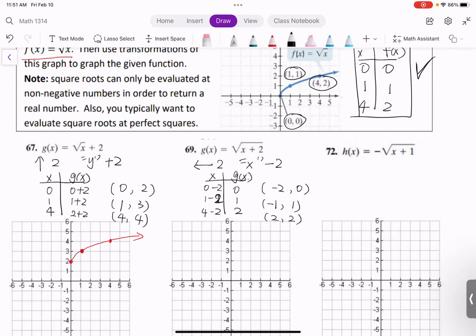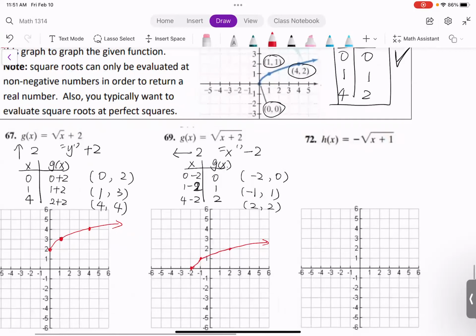Let's plot the key points. They are negative 2, 0, negative 1, 1, 2, 2. Okay, line them up. We are having a graph like this.